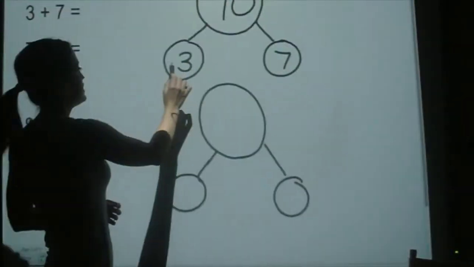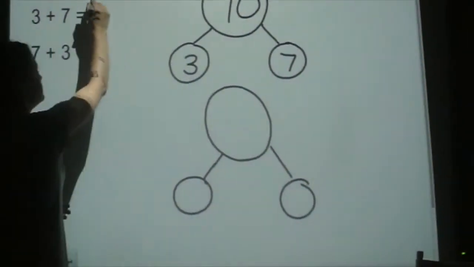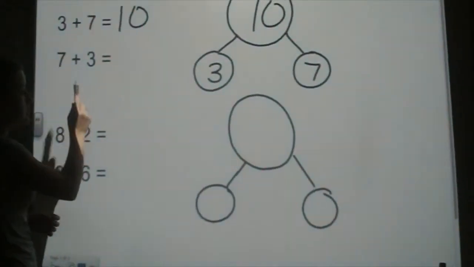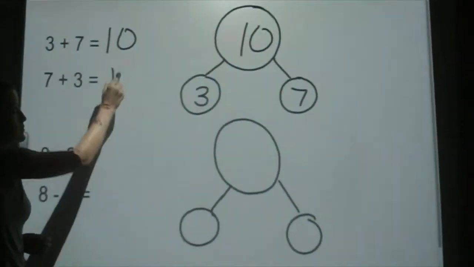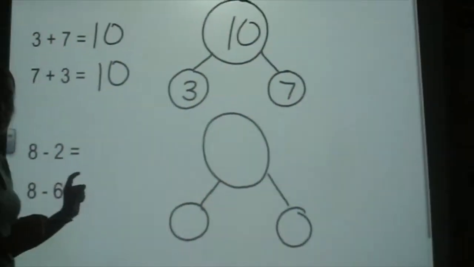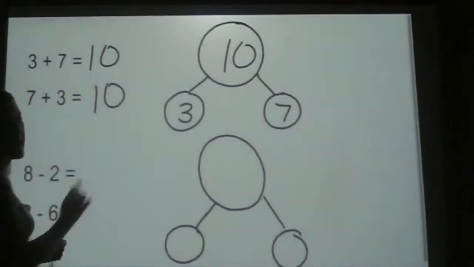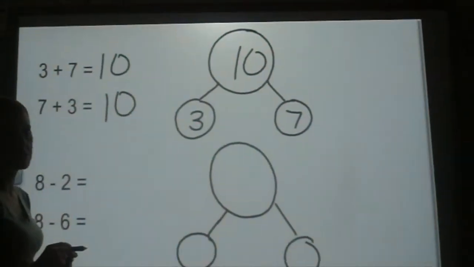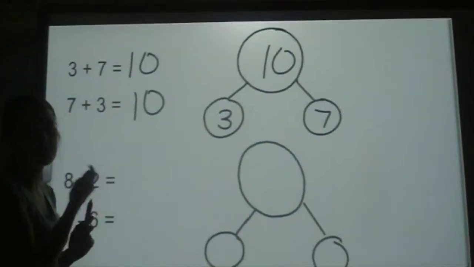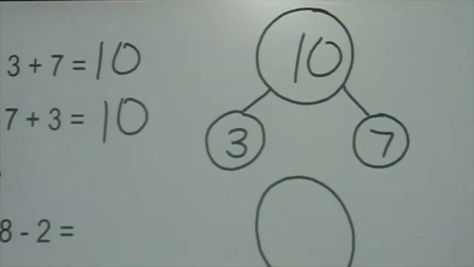So if 3 plus 7 equals 10, if we just switch those numbers around like we learned, we know that 7 plus 3 equals 10. So when you're using the same numbers and you're just switching them around, the sum does not change. That is what I'm talking about when we say commutative property. You're using the same numbers, you're just switching them, and the sum stays the same.